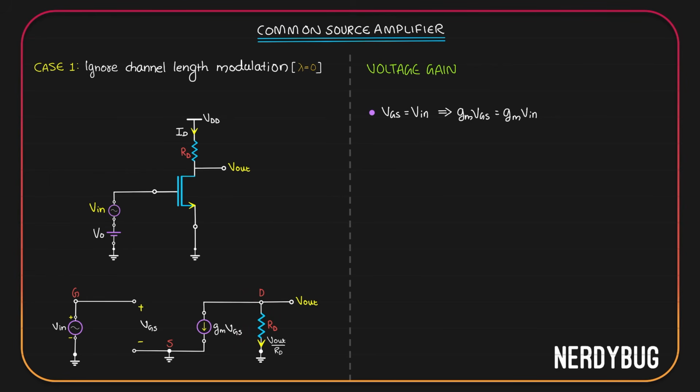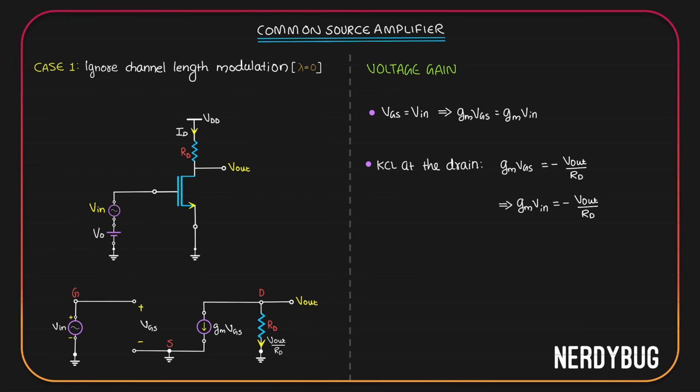Now let's apply Kirchhoff's current law at the drain. We have two currents. One is Vout by RD flowing out of the node. The other is gmVGS, which is also flowing out of the node. According to the law, their sum has to be equal to 0. gmVGS plus Vout by RD should be equal to 0, or we can write gmVGS should be equal to negative of Vout by RD. Now over here we found gmVGS is equal to gmVin. So we can write gmVin is equal to minus Vout by RD.